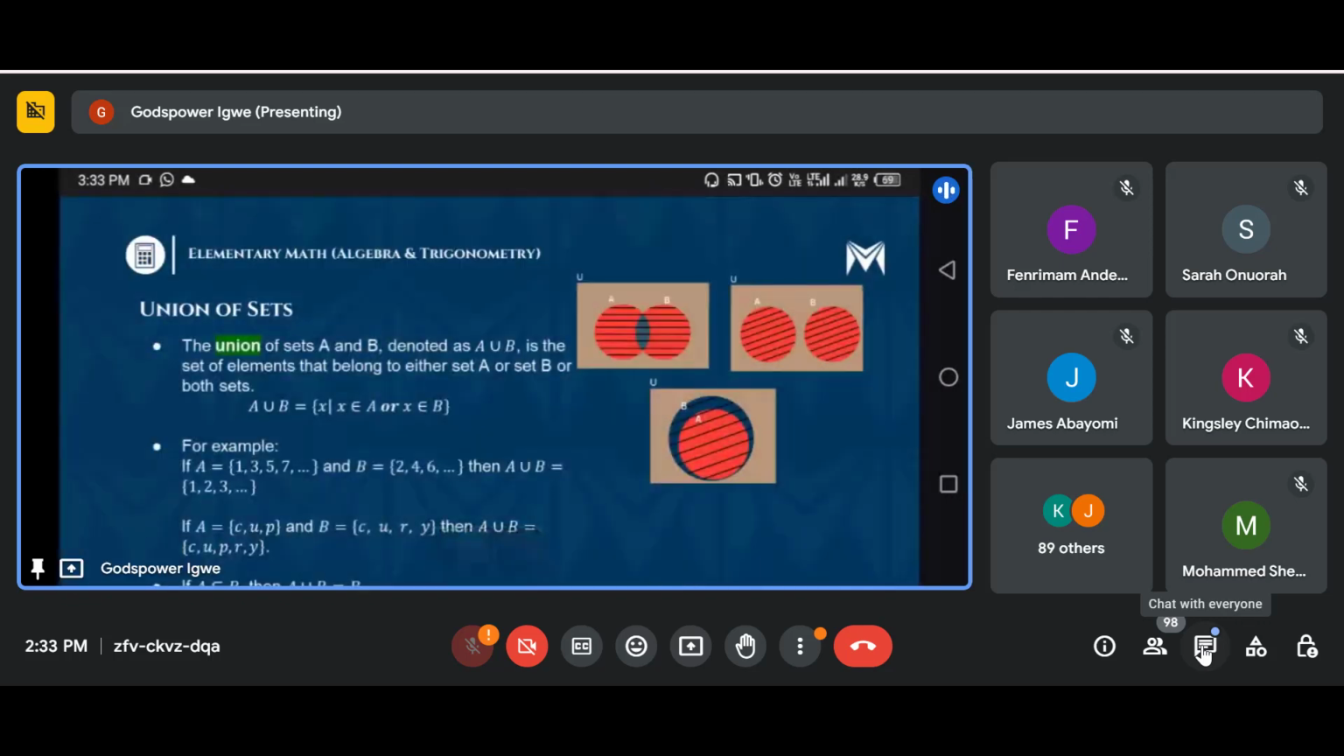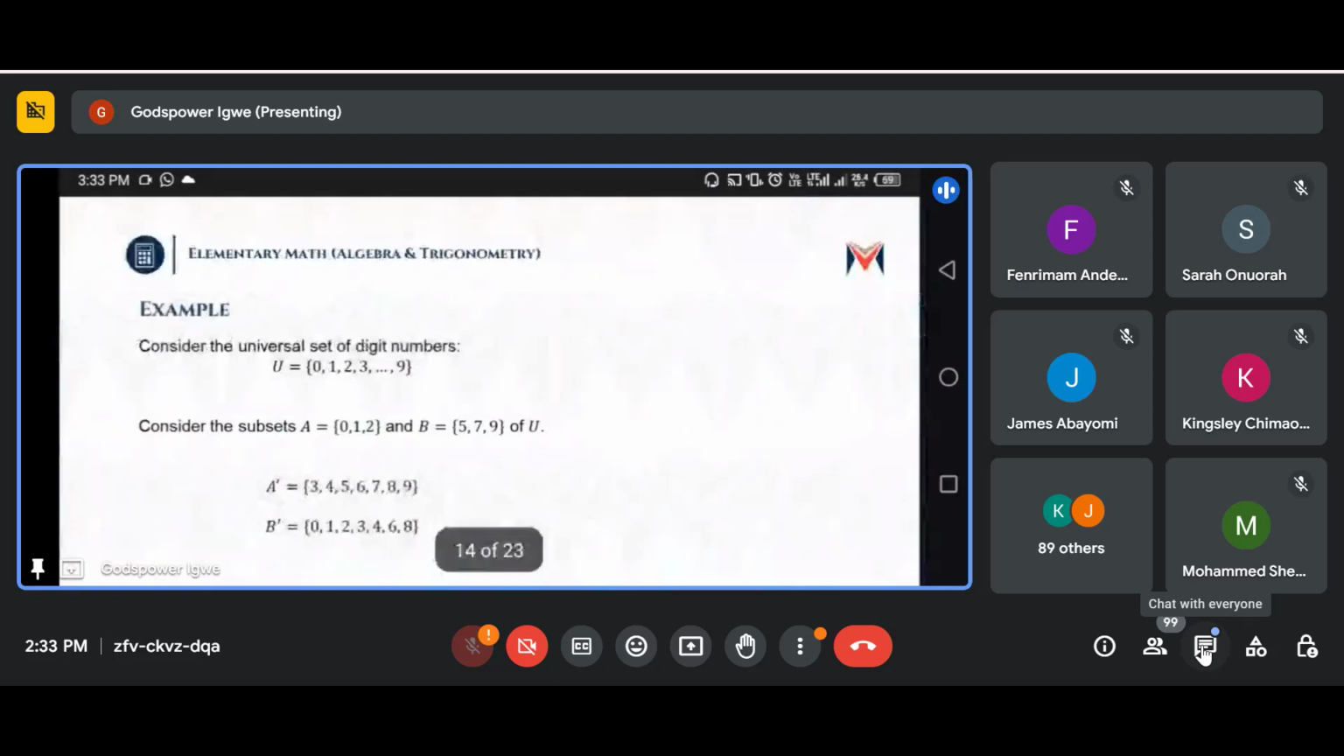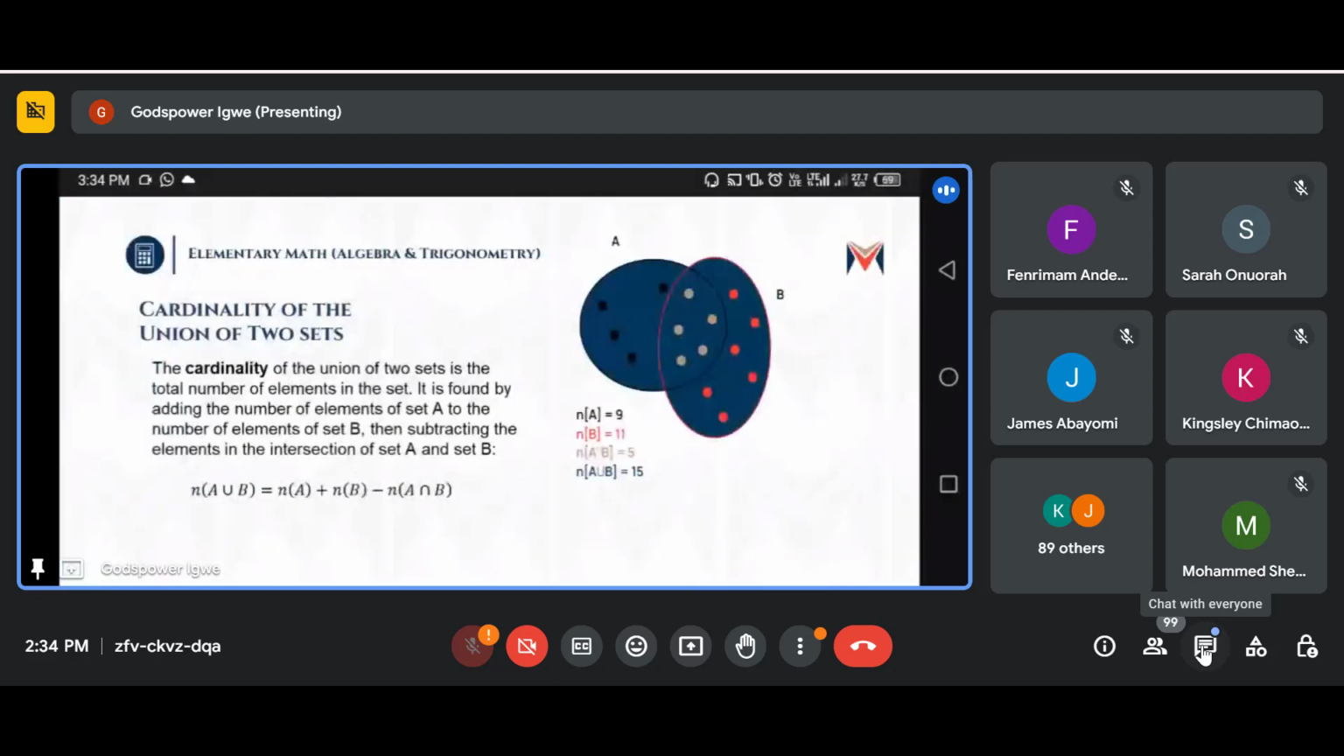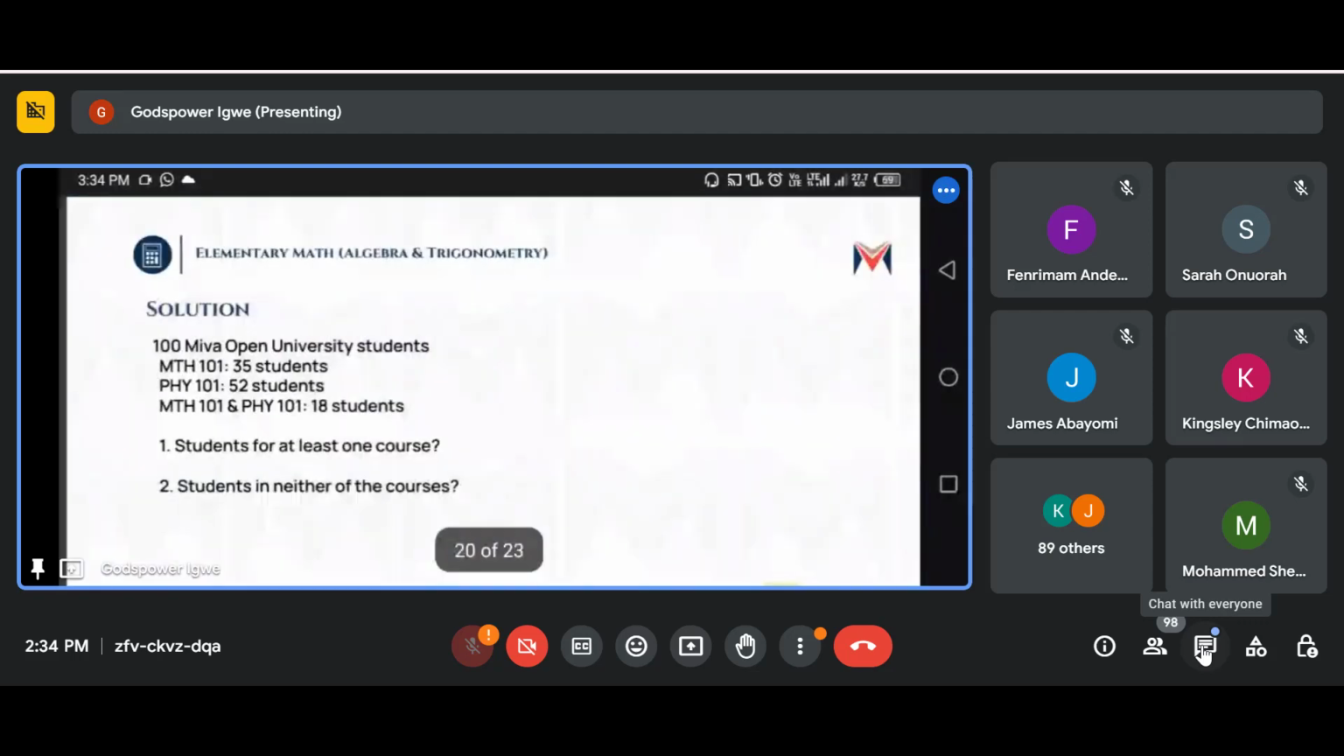Okay, union of sets. When they talk about union of sets, they just add all the sets together. That will give the union of the sets. So if set A is 0, 1, 2, and set B is 5, 7, 9, and they say A union B, it's just for you to say 0, 1, 2, 5, 7, 9. That would be the answer. So it's just adding every element. So I think that explains our cardinality of union sets example solution.